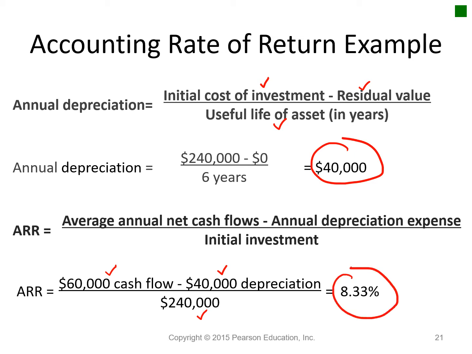And then for the decision criteria for this one, you would compare this with some sort of other return that you have, your set goal. If this return is too low, then of course you would not accept the project.